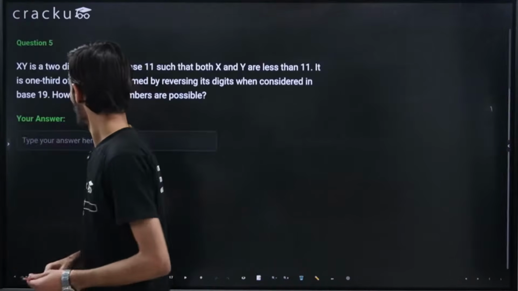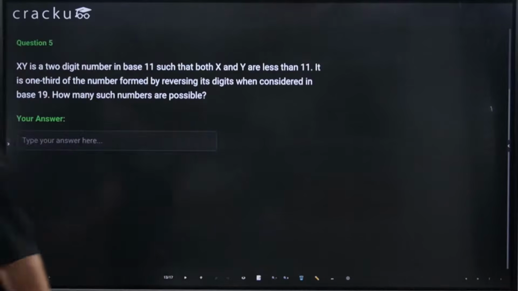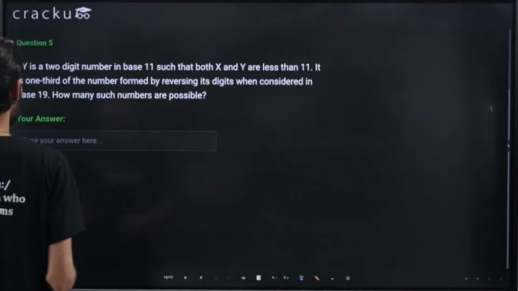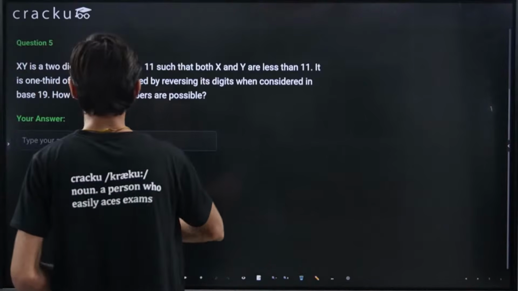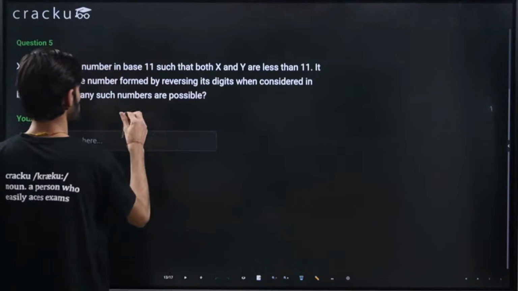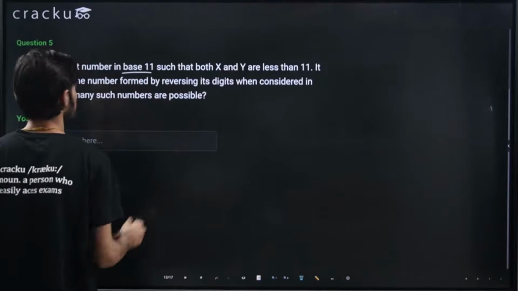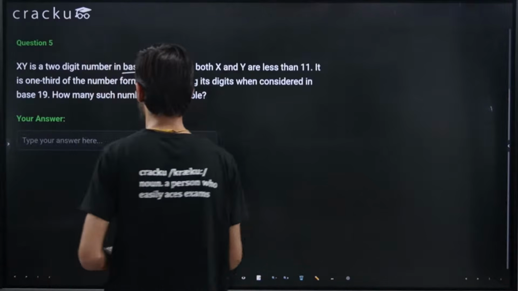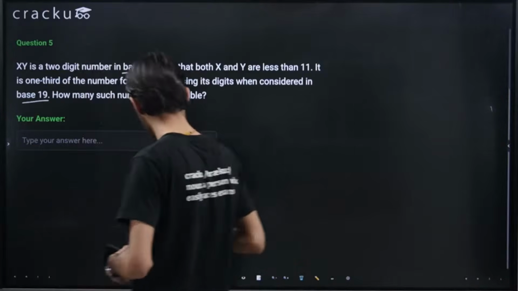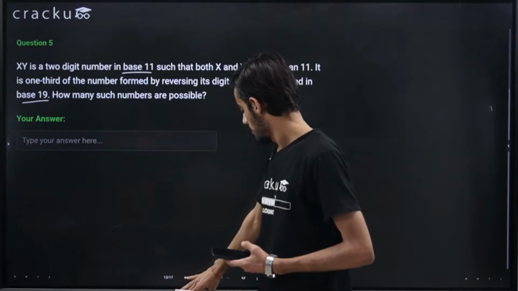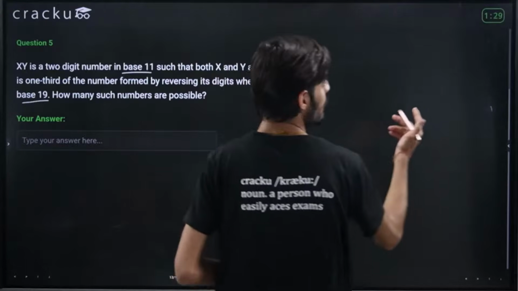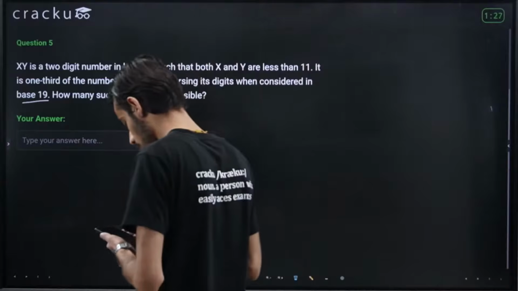If you have any doubts, you can just put it in the chat box. There's one more question. This question is also on base system. So try this question. Base 11 and base 19. You have 90 seconds time. You can try this question.